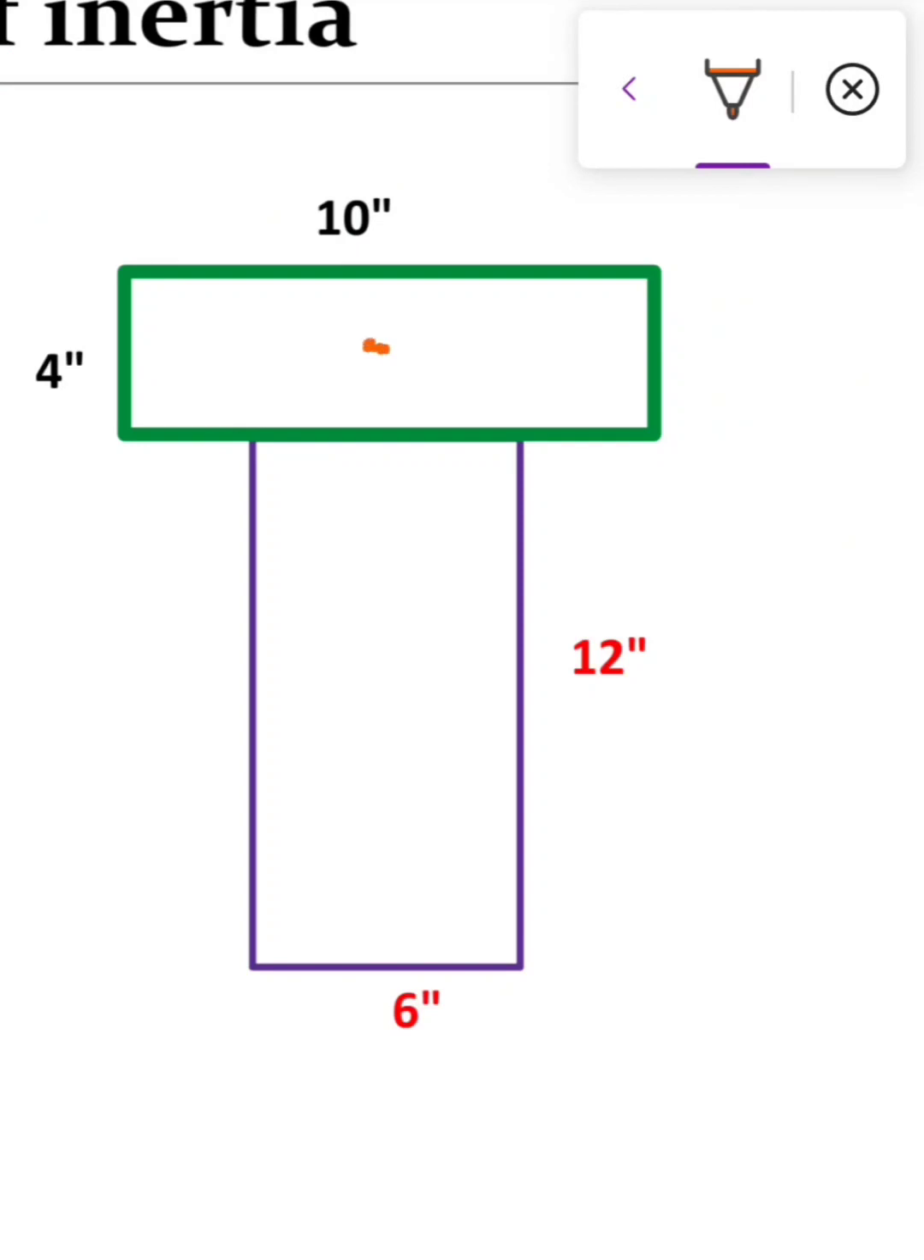The central point of this rectangle will be this. From this side to this side the distance is 10, and we divide this 10 by 2, we will get a distance of 5. Now from the center point to the lower fiber, this distance will be half of 4. So 4 divided by 2 will be 2 inches. So we have calculated the center of gravity of the first green rectangle, which along the x-axis is 5 and along the y-axis is 2.